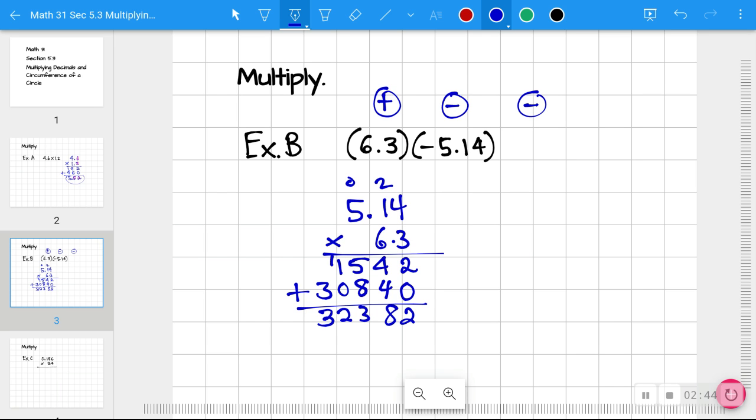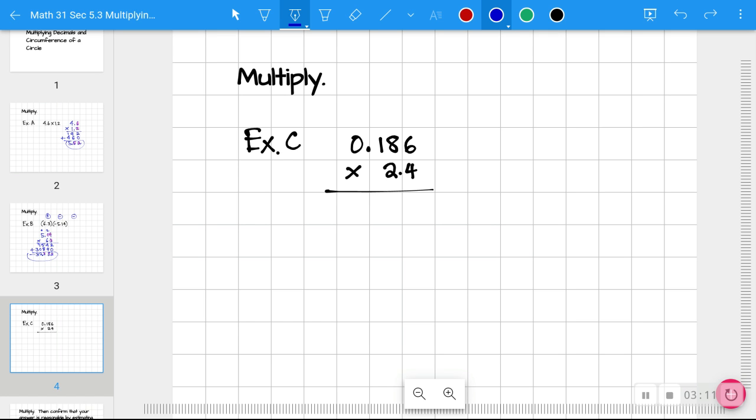Now, count the decimals in your original. Here's 1, 2, 3. You need to put the decimal right here in your answer. And then you have to remember that you're dealing with a negative answer and put that on. So that's easy to forget. You'll have to make some prominent note reminding yourself that you got to change the answer to a negative answer.